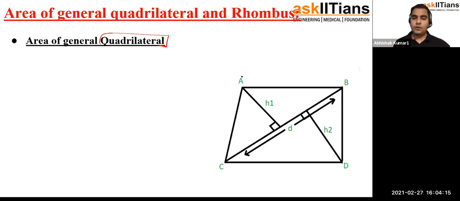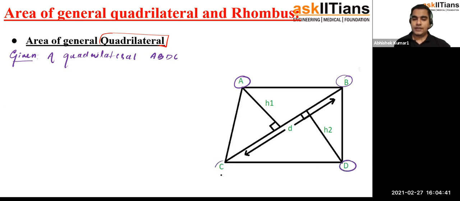So here, what is given? We are given a quadrilateral ABDC. And what we have to do is find out the formula for the area of this quadrilateral ABDC. So we need to do one construction.